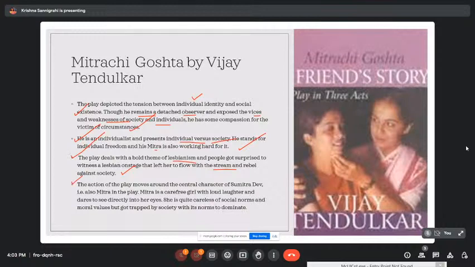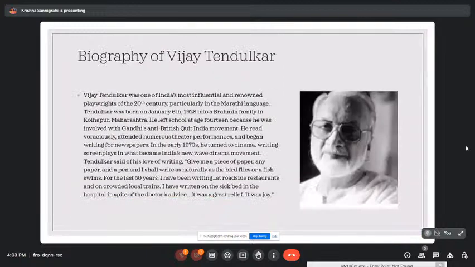The action of the play moves around the central character of Sumitra Dev, that is Mitra in the play, and Mitra is a carefree girl with loud laughter who dares to look directly into people's eyes. She is quite careless of social norms and moral values, but gets trapped by society with its norms to dominate. So the theme in itself was beyond its time. The way it was taken up was beyond its time, and the way it made the audience think was also very, very interesting.